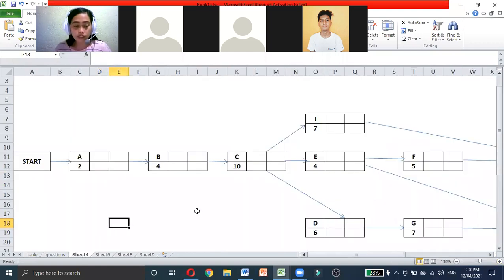Okay. Now, let's identify the earliest start and the earliest finish using the fishbone.